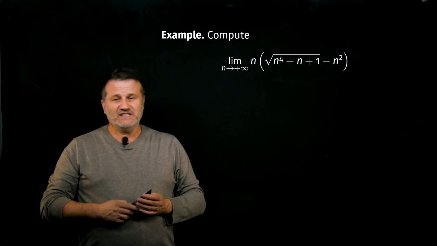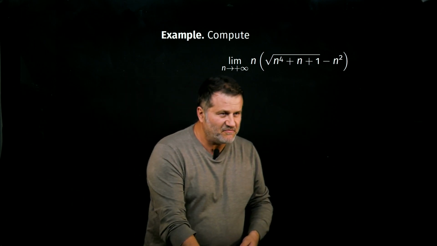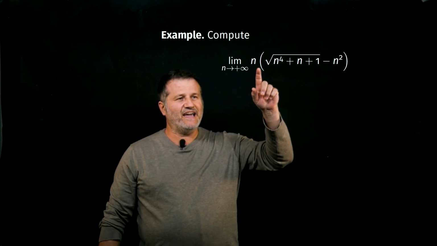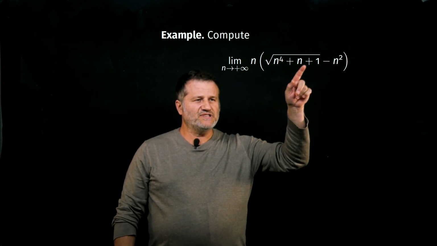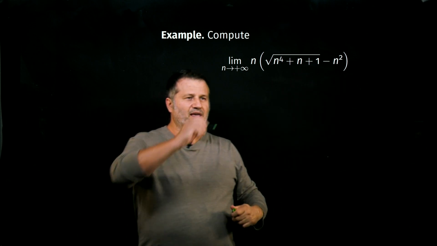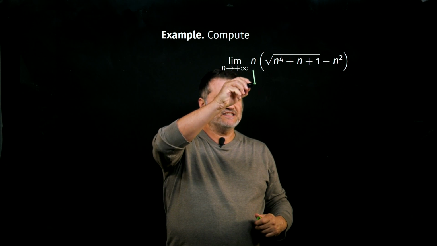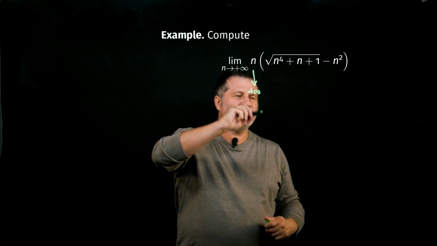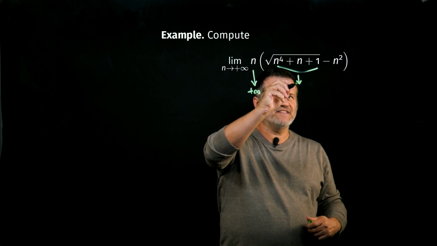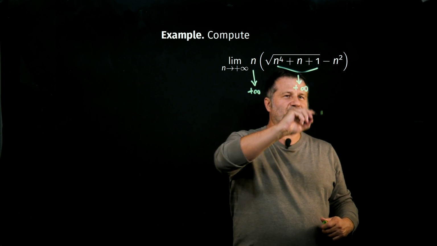Now, let's see with an example how to handle an indeterminate form with basically elementary methods. Consider the limit for n going to plus infinity of n times root of n fourth plus n plus 1 minus n squared. Let's start the analysis saying that the argument of the root clearly goes to plus infinity, and the root will go to plus infinity.